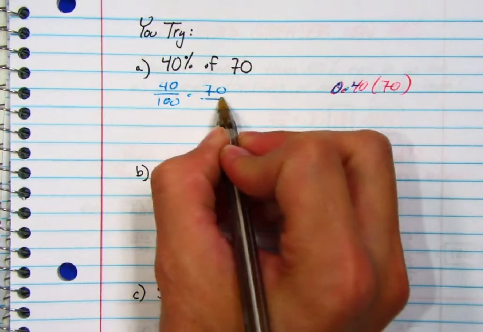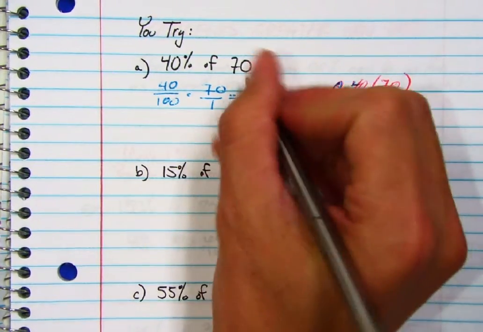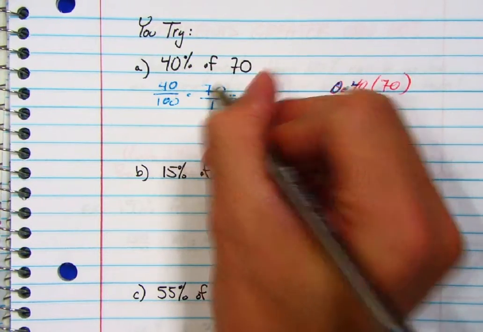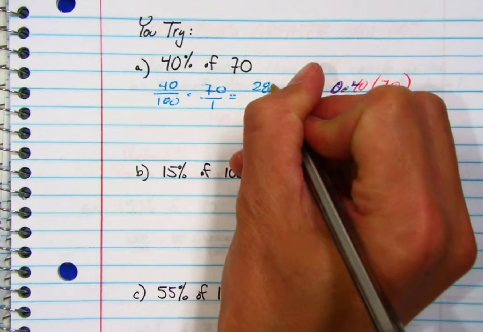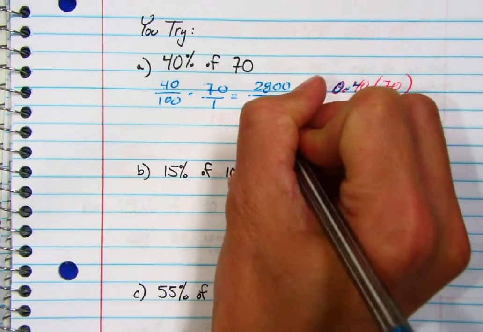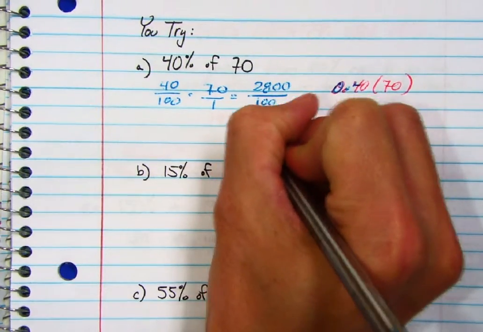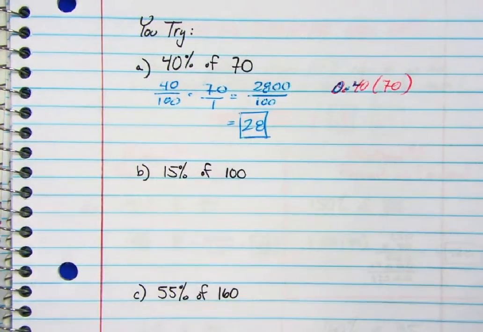So what I'm going to do is change this to 70 over 1 and multiply across. 40 times 70. Well, 4 times 7 gives me 28. And then I put the 2 zeros there. And that divided by 100, well, that's easy. I'm just going to take the zeros away, and I get 28 as my answer.